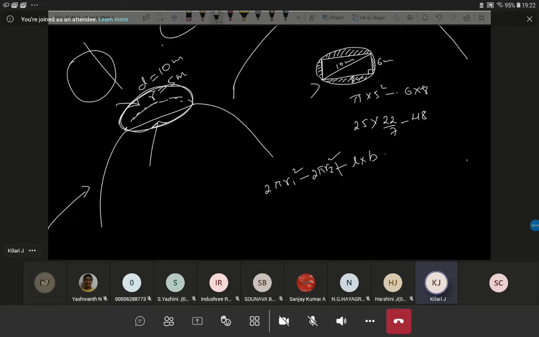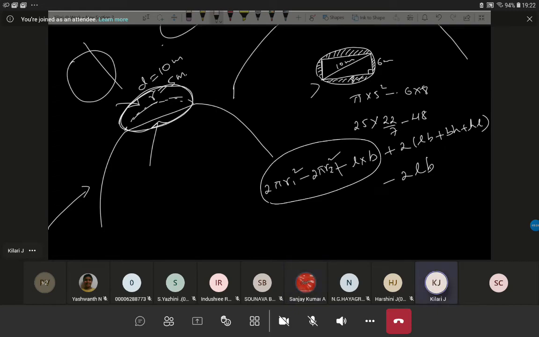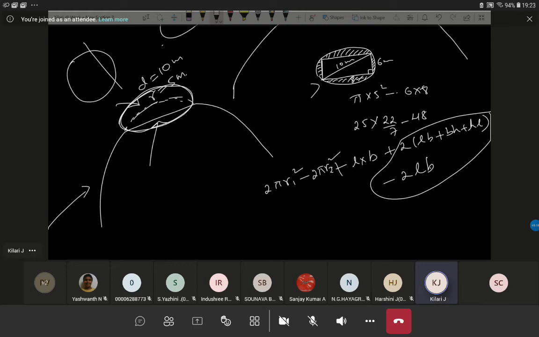Or otherwise, we can say it like this: from the total surface area of the cuboid, remove 2 times LB. You understood this? Once again I am repeating, till here it is the curved surface area of the dome without the cuboid. And then I am adding the remaining portion of the cuboid after placing it.